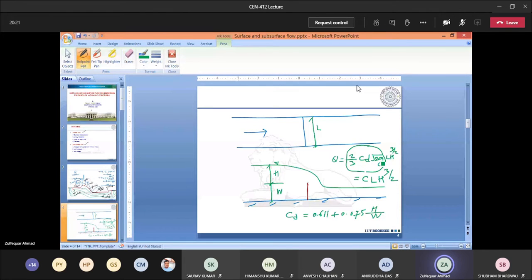Okay, right? Now this is a sharp crested weir.